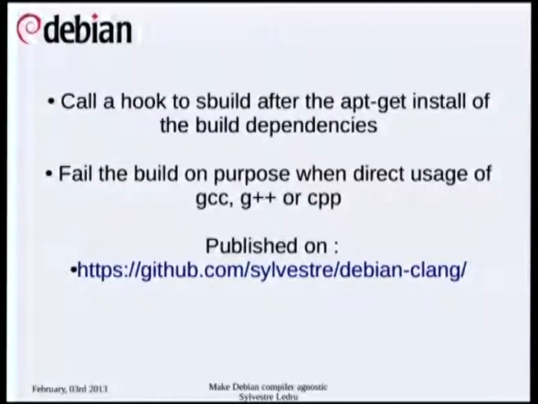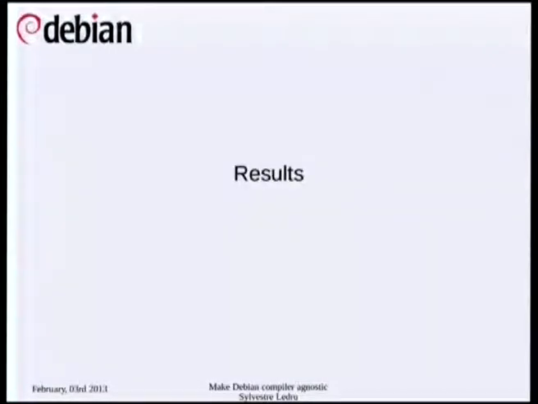In every build instance, we are also adding a hook to install the Clang dependencies, and we are also removing the GCC, G++, and C++ binaries. We are removing them and replacing them by a script which will basically fail the build, saying you are using a hard-coded declaration of the compiler. You should not do that. You should use /usr/bin/cc or use the variable CC instead of them.